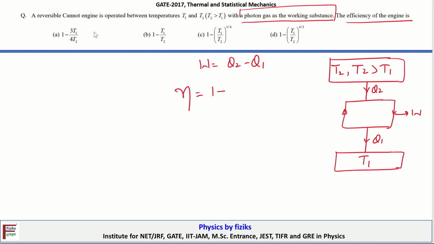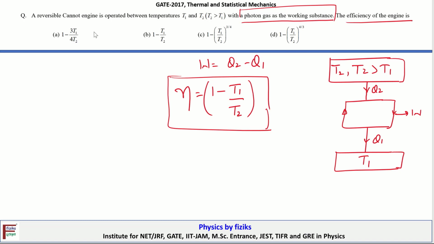the efficiency of such a heat engine is equal to 1 minus the temperature of the reservoir at the lower temperature. The lower temperature is T1, so 1 minus T1 upon the temperature of the larger reservoir, 1 minus T1 by T2. Note that the efficiency of the Carnot heat engine is independent of the nature of the working substance. It doesn't matter whether we take a photon gas, a real gas or some other gas, the efficiency is not affected by the nature of the gas. So therefore V is the correct option here.